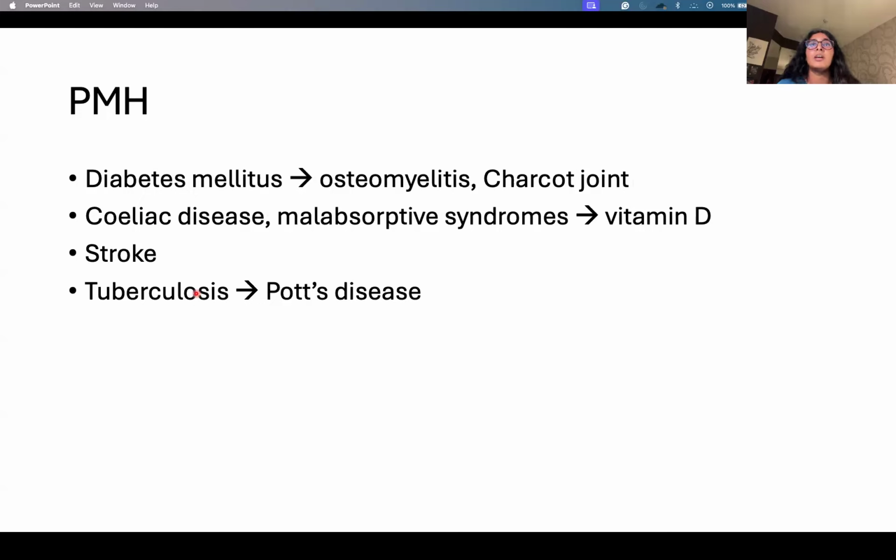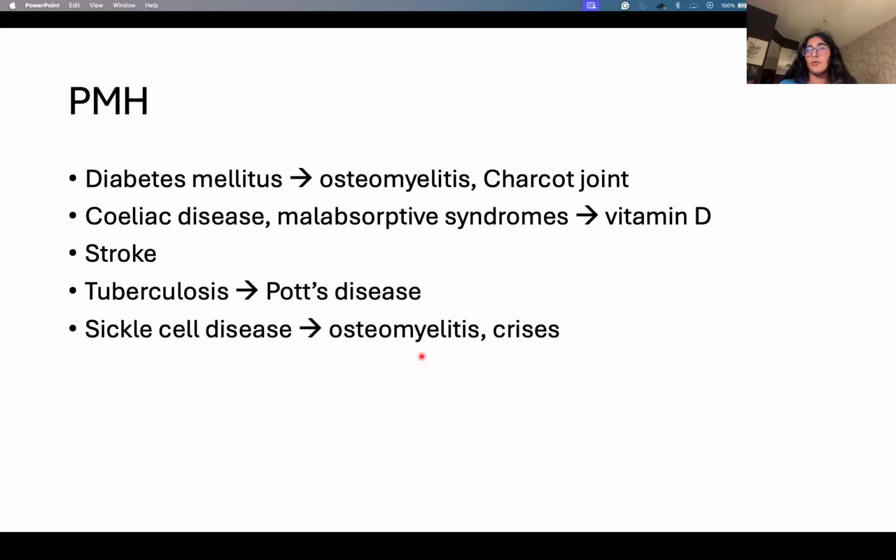Tuberculosis is a good one. If it infects your spine, it can cause something called Pott's disease. So think about someone who's maybe traveled in from a country that has TB endemic and they have back pain, and they might have some rest symptoms as well. Could be Pott's disease. Sickle cell disease has a very specific cause of osteomyelitis that they're more at risk of.